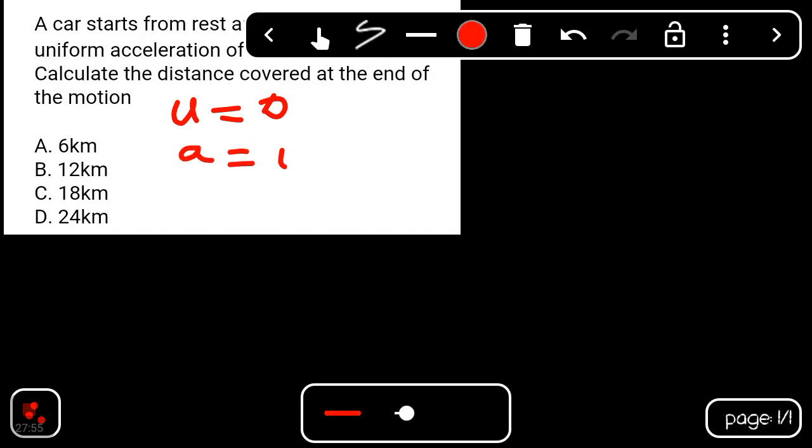So a car starts from rest, so u is equal to 0, with a uniform acceleration of 30 for a time of 20 seconds. Calculate the distance covered at the end of the motion. So the total distance is what you are asked to calculate.